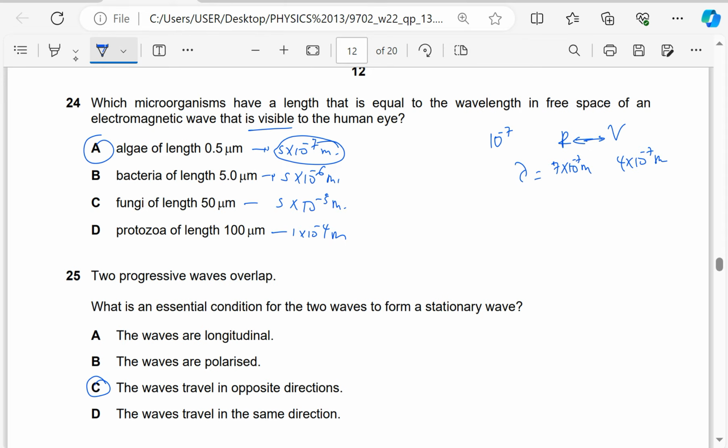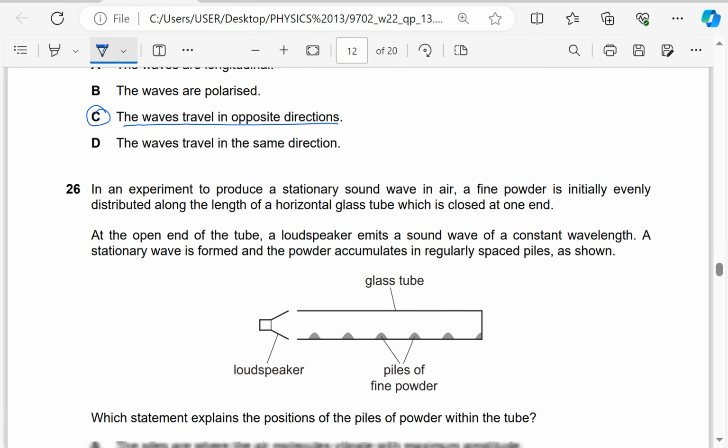The waves are longitudinal. The waves are polarized. The waves travel in opposite directions. So whether transverse or longitudinal, as long as they move in the same direction, they will not form a stationary wave. To form a stationary wave, they must travel in opposite directions. So the answer is going to be C.